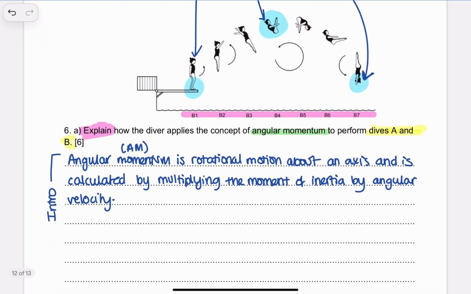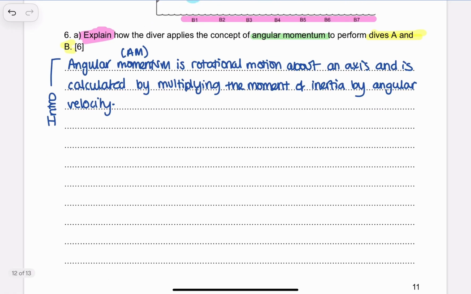So, little introduction. Don't just dive into what you see and panic. Tell us what angular momentum is. Set the scene, because it's 6 marks. You need to explain the concept of angular momentum in relation to the dive. But let's start with this. Here's your introduction. Your next bit, let's paste this in.